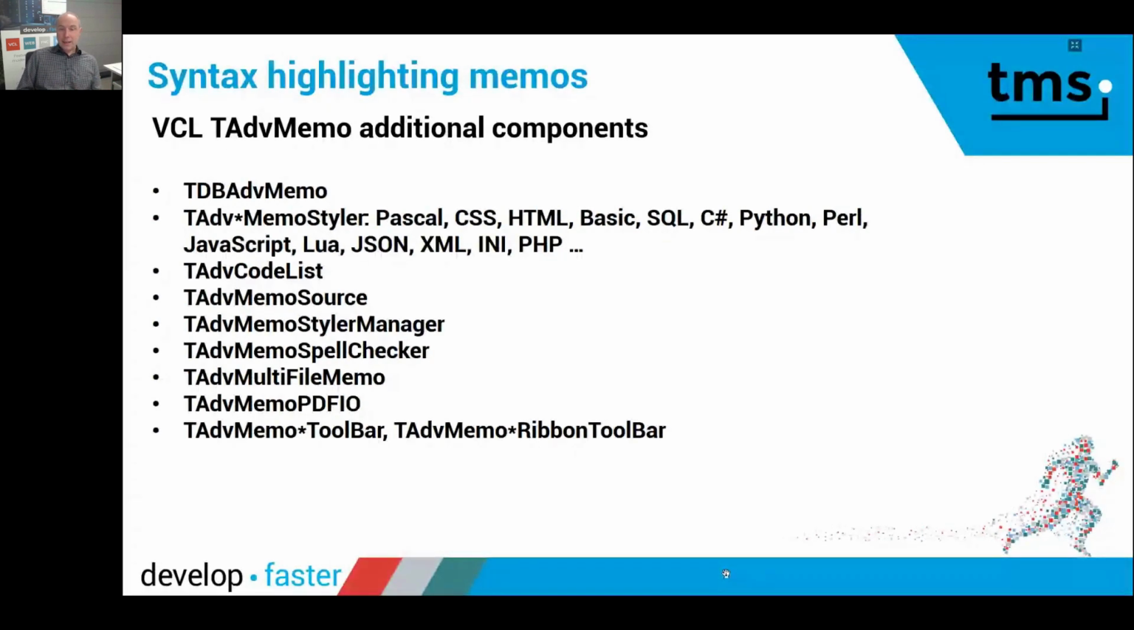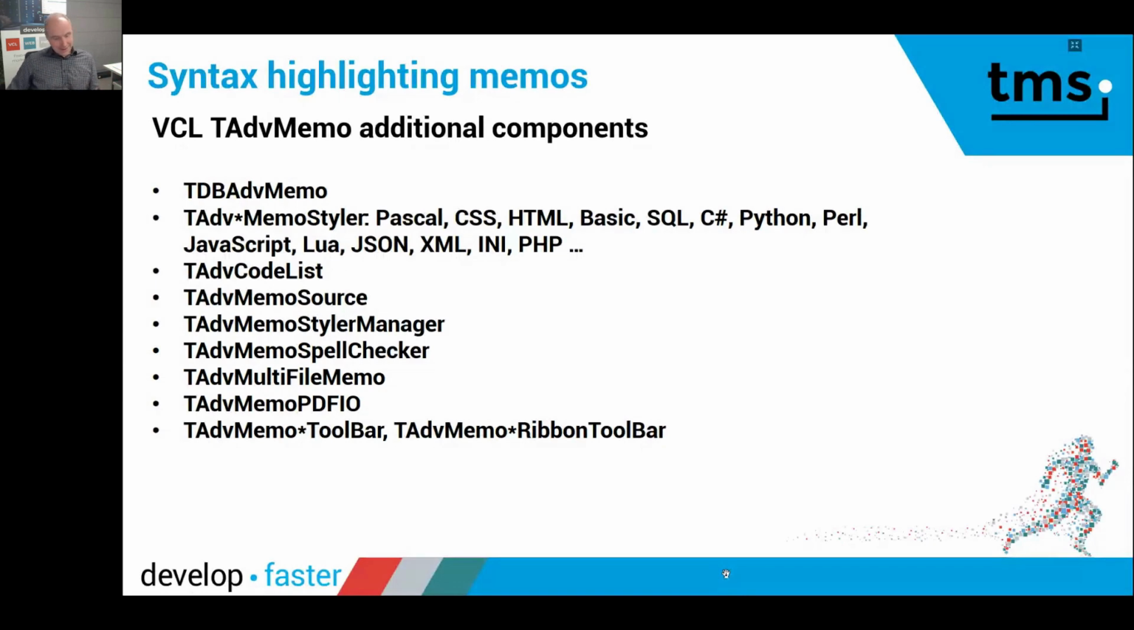And finally, there are the toolbar components and ribbon toolbar components that allow you to build user interfaces where from a toolbar you can open files, do clipboard operations, and so on. And so also here you have no code to write. You simply drop the toolbar component on the form, connect it to the memo, and you are up and running. No code to write at all.